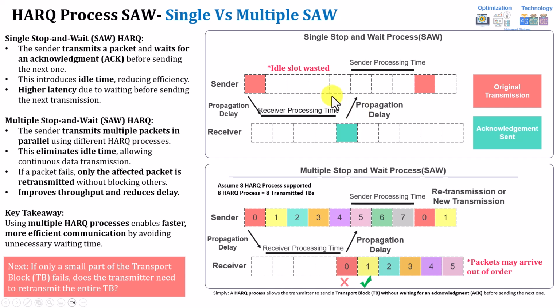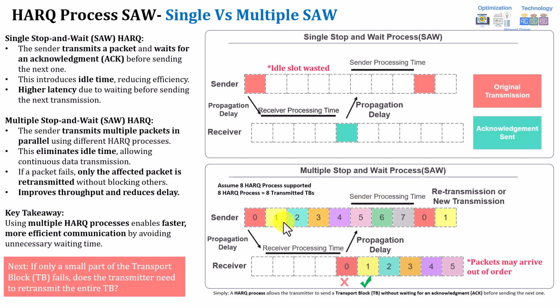As you can see in the single stop and wait, the sender will not send any new data until it receives an acknowledgement. This means you will have idle slots being wasted, and the sender becomes inactive while waiting for the acknowledgement from the receiver. So the average speed will be relatively low compared to the multiple stop and wait, which we're going to explain now.